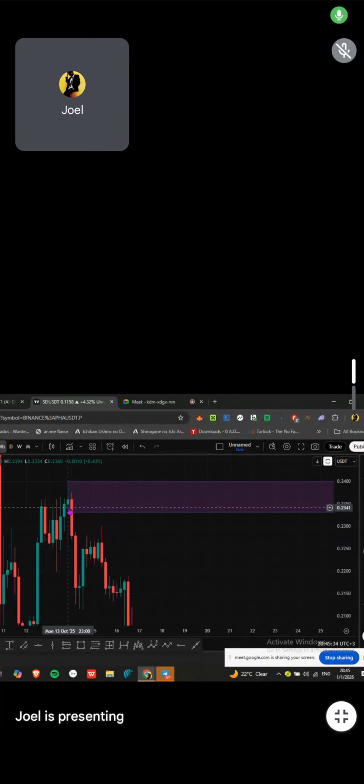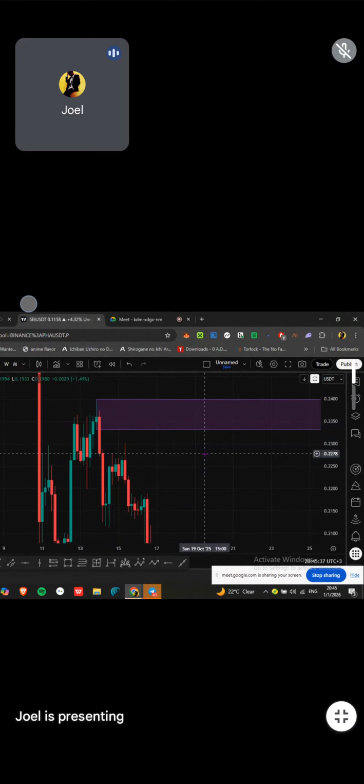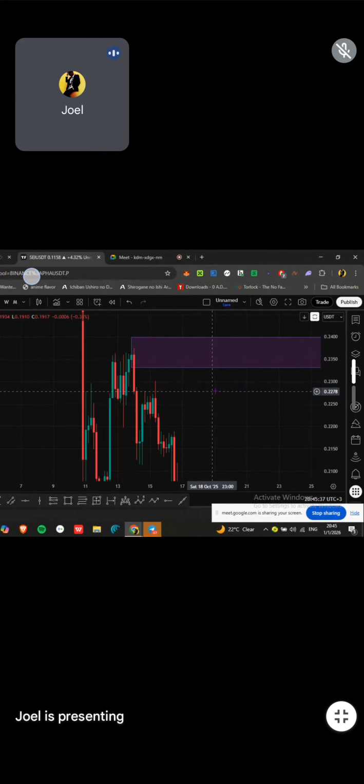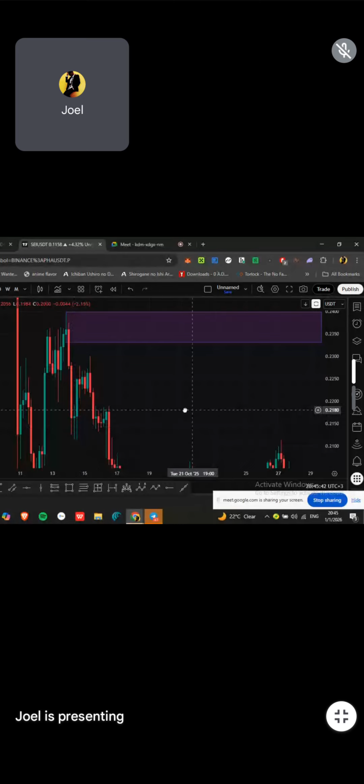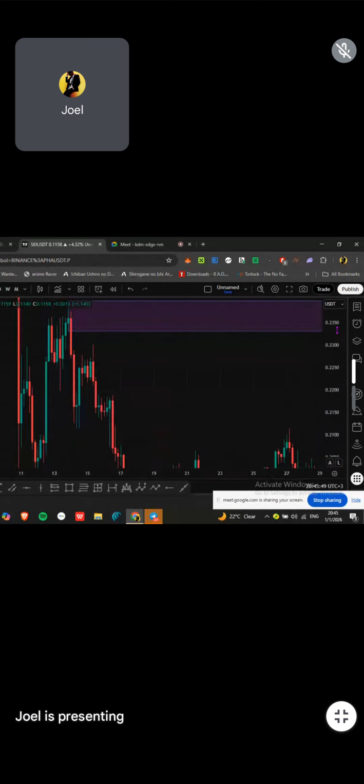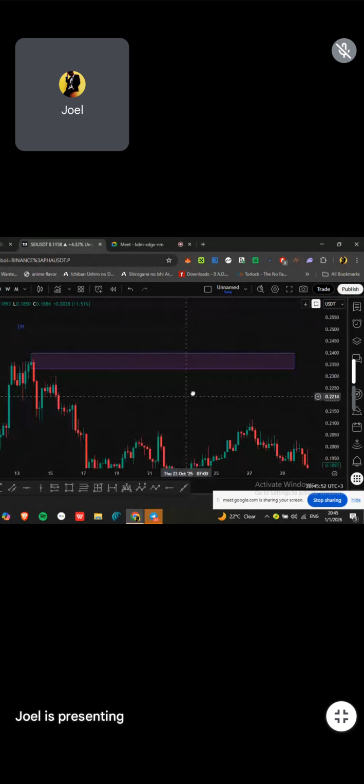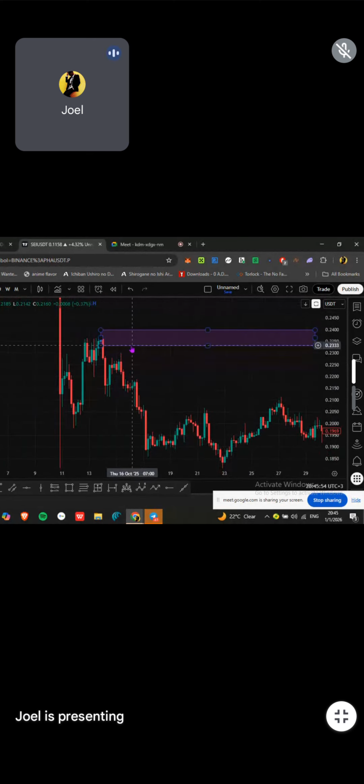Supply. Here is my supply. So I'm expecting it to push price down, but immediately price got pushed back up. The reason being there's more momentum to the downside than the upside.